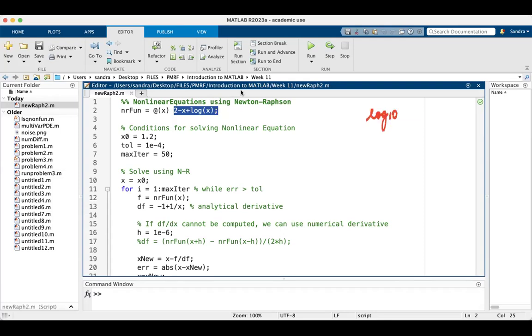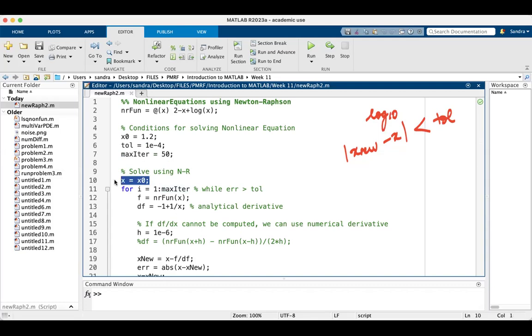For Newton-Raphson, you always need an initial guess, which you keep improving until the error goes below a certain tolerance. Here we are starting with x0 equal to 1.2. The error is the difference between x new and x, and this difference has to be below the tolerance. The tolerance level is given as 1e raised to minus 4. The maximum iteration could be any value; here I have just given 50.